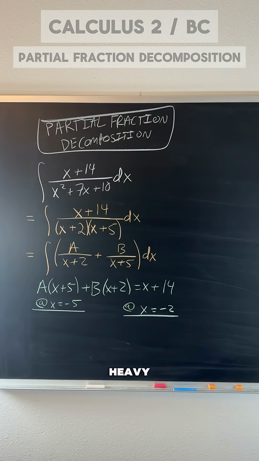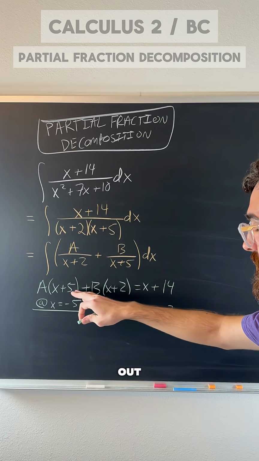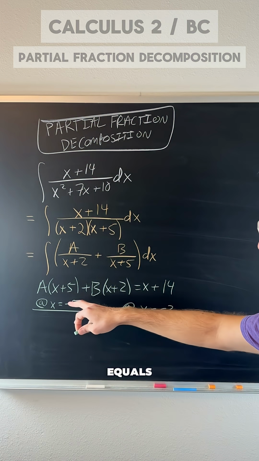We'll then go ahead and use the Heaviside cover method, where we'll strategically choose an x value here, x to be -5, to cancel out this term, and then x to be -2, where we'll cancel out this term. Let's start with x equals -5.